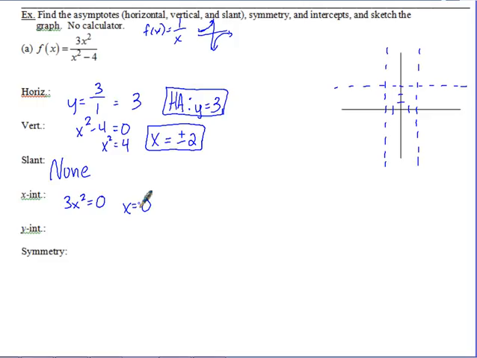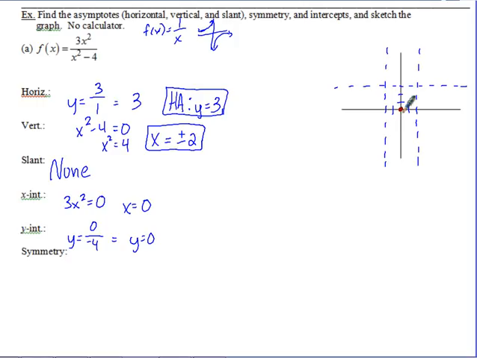Okay? For the y-intercept, what do you do? You make x 0. If I were to plug in a 0 for every x, what would I have on top? 0. Over, what would I have on bottom? Negative 4. What is 0 divided by negative 4? So y equals 0. So my x and y-intercept is the origin. Does everybody see that? My x and y-intercept is the origin.